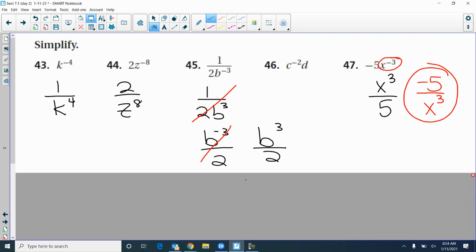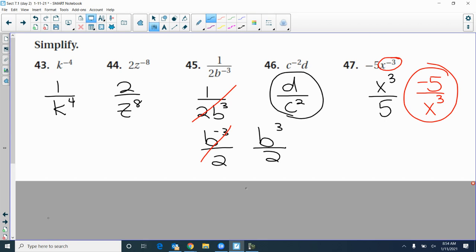All right, Brett, take a look at 46. What do you think that one would be? D over c to the second. That would be correct. The d doesn't move, c to the negative second moves down.